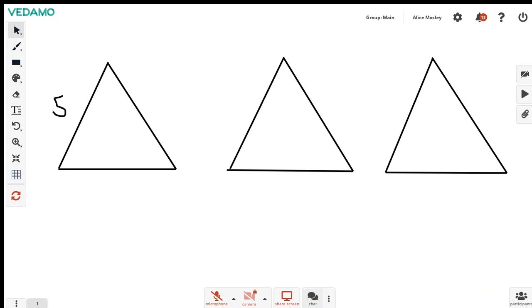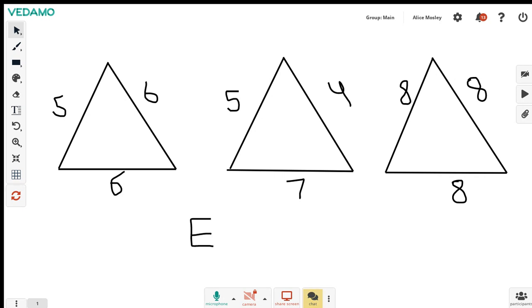5, 6, 6. This is 5, 4, 7. This is 8, 8, 8. Now you have three choices, which are equilateral, isosceles, and scalene. Now which type of triangle is first? Can you all write in the chat box what you think is the first type of triangle?